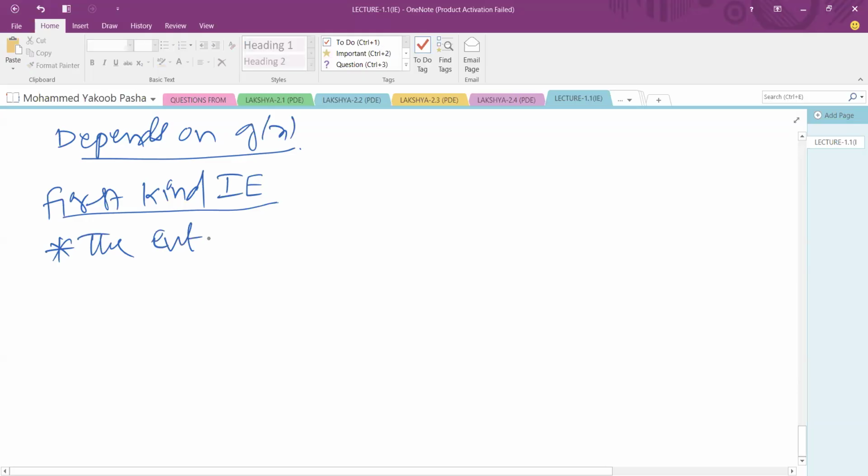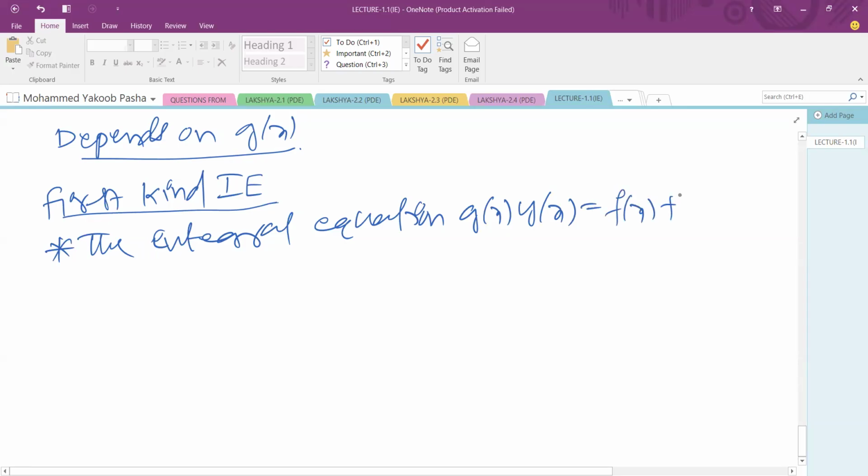The integral equation. We are taking the general form first of all, that is g of x into y of x is equal to f of x plus lambda (taking lambda as 1) integral a to b kernel k of x comma t into y of t dt. This is the integral equation.